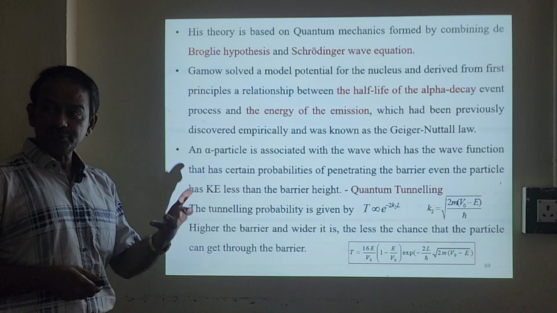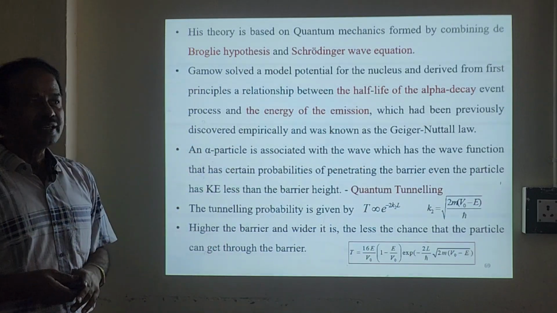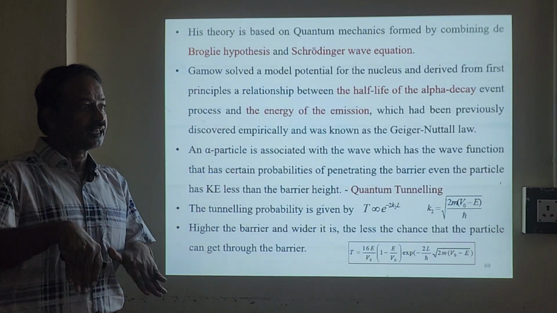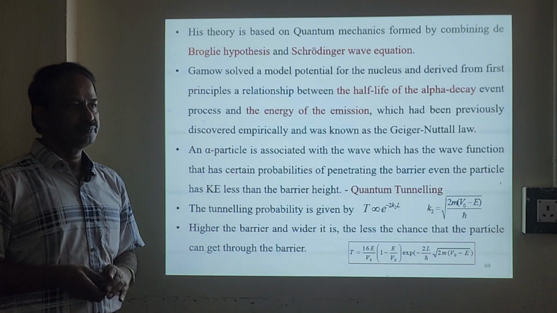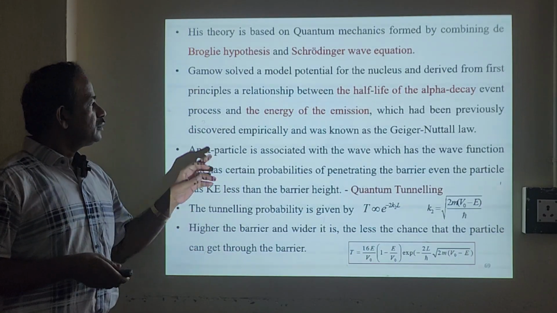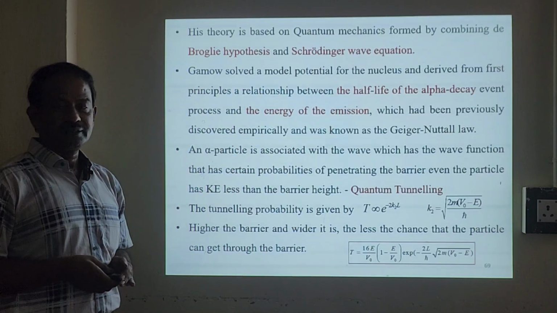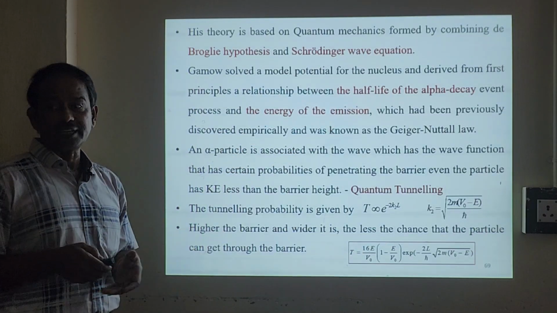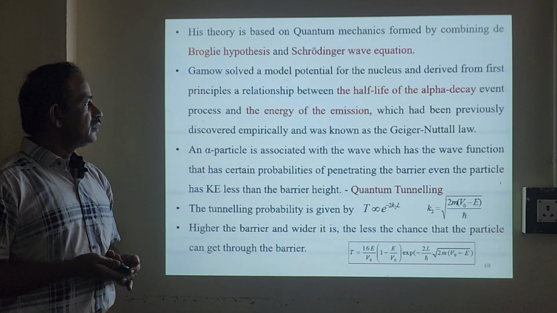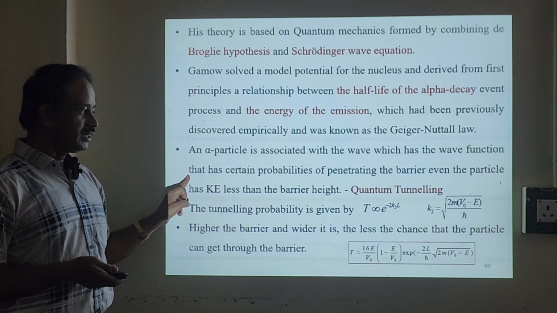People had found out the law. This is the empirical law. Empirical means out of experiment we can get some law, we can get some graph. Just pure experiment. So the Geiger-Nuttall law started in 1911, but it could not be explained up to 1928, so over 26-27 years.